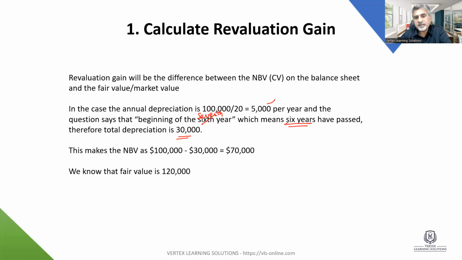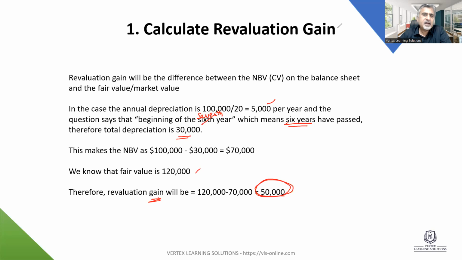If total depreciation is 30,000, then your carrying value is 70,000. Your fair value is 120,000. And as a result, your revaluation gain is 50,000. This is what we just calculated in the previous slide. Revaluation gain, unrealized gain, $50,000.